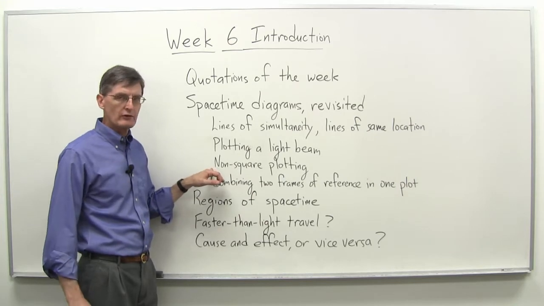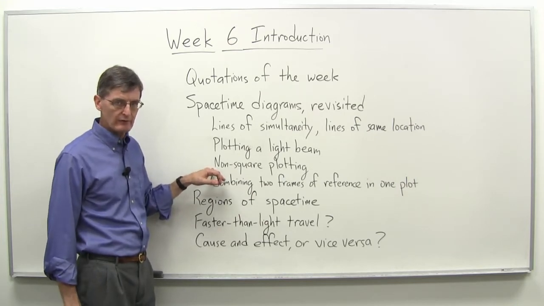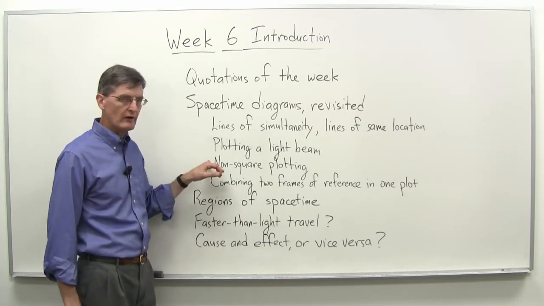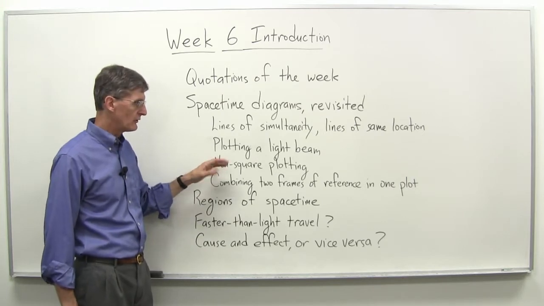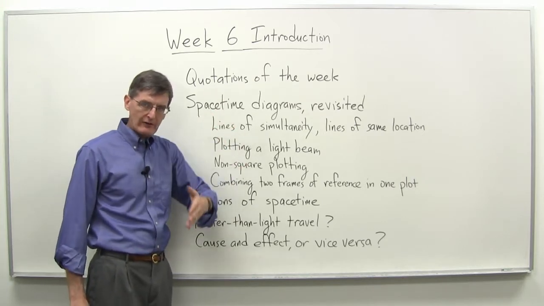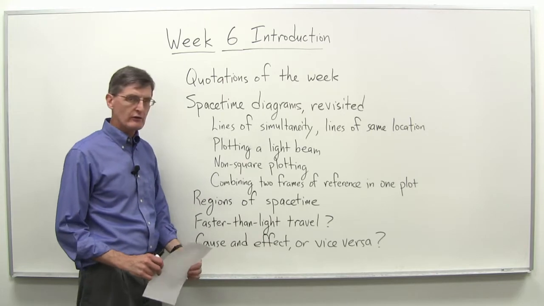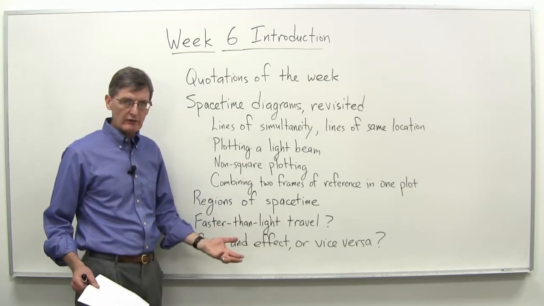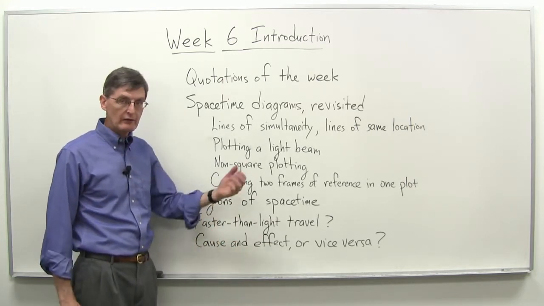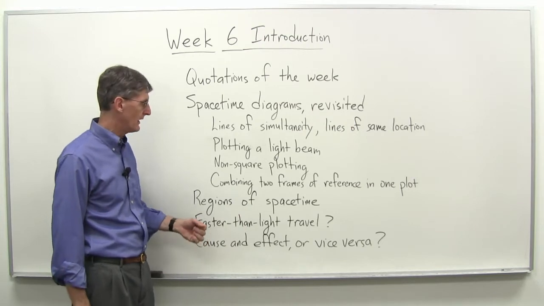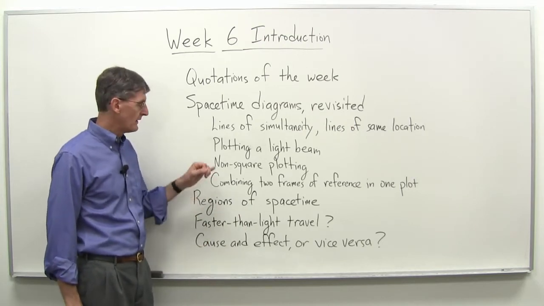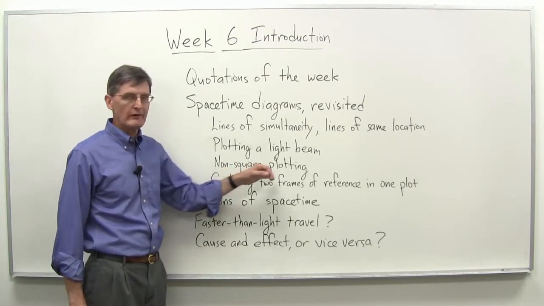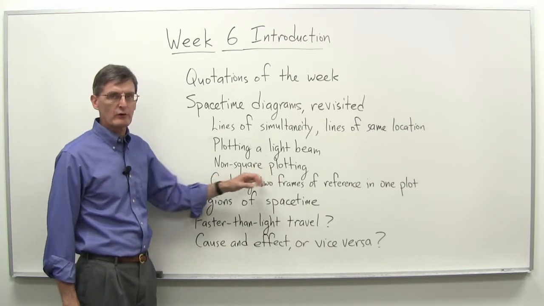Then we'll move on and do something that's going to be a little strange, probably, and that is what I call non-square plotting. I don't know if it has another name, but we'll just call it non-square plotting. In other words, normally, of course, we have our axes when we're plotting at right angles. They don't have to be at right angles. You can actually have them at any angle you want, as long as you're consistent in how you do your plot. And you might say, well, why in the world would we want to make things more complicated like that?